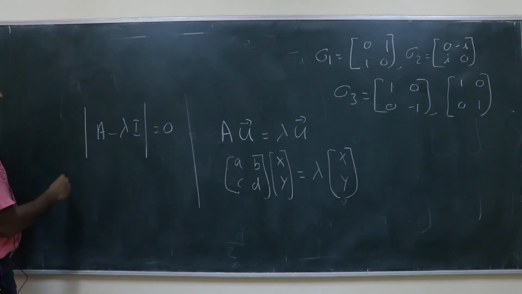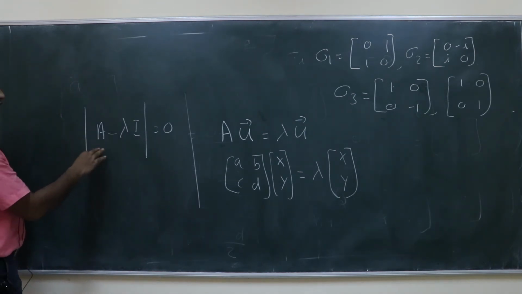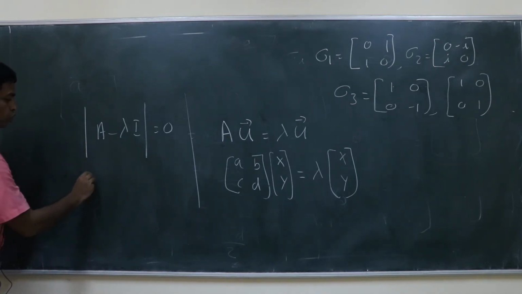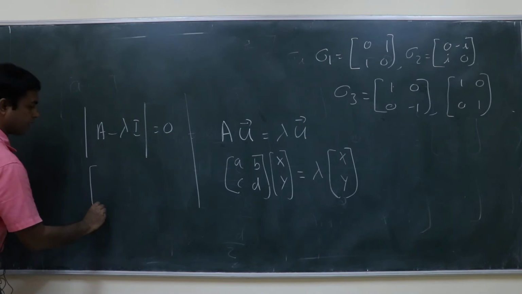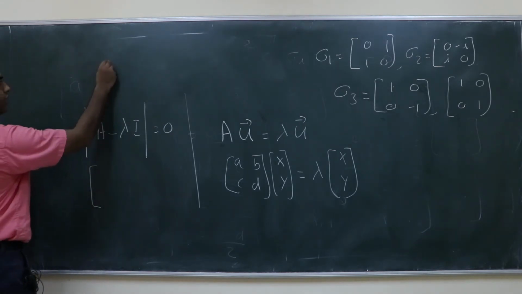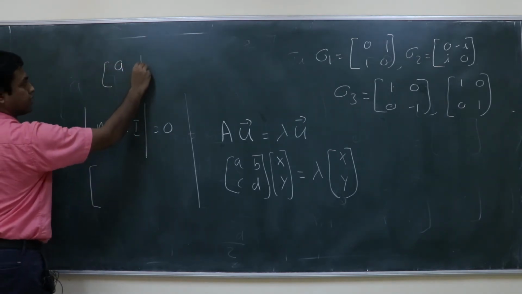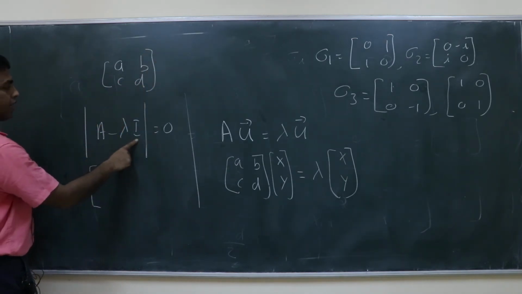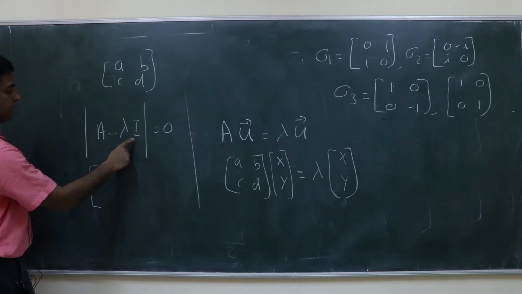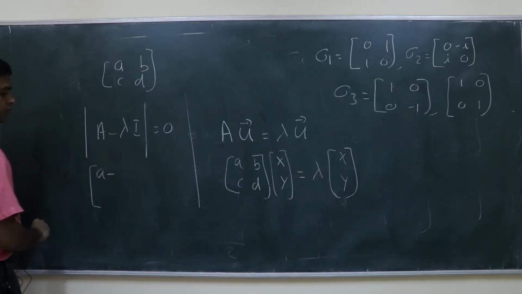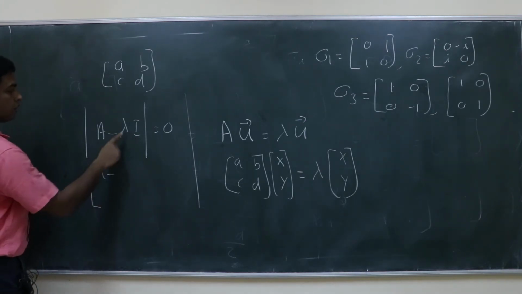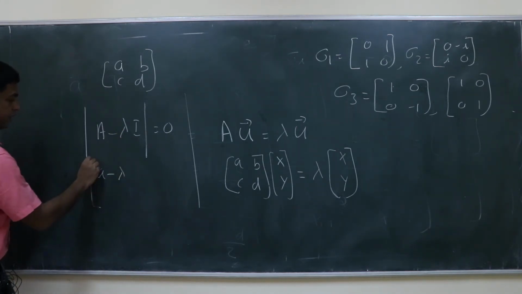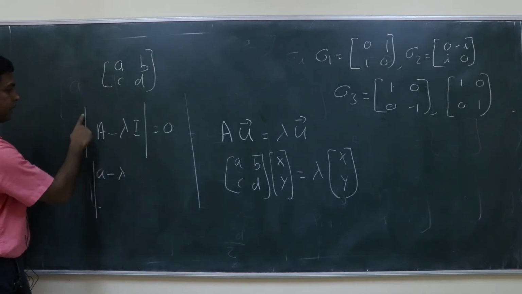So what is a characteristic equation? Suppose I have A minus lambda I for a 2 by 2 matrix. What will be the characteristic equation? Let me write the 2 by 2 matrix as A, B, C, D. So A minus lambda I, where I is the identity matrix. I want to find the determinant, right? So the determinant of A minus lambda I.